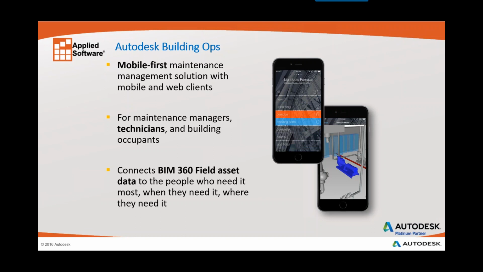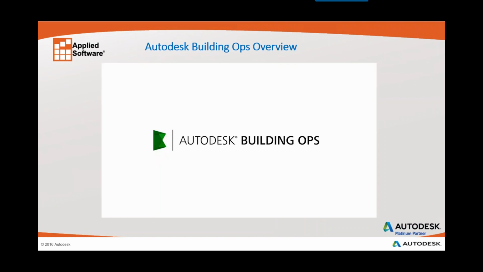It's mobile first maintenance. What does that mean? That means that all of your people on your team that are out in the street and in the buildings have the ability to use their smartphone to basically look at any of the objects in real time and manage them, manage the information. When was the last time they were maintained, or if there's a part that's missing or broken, where to get that information. It connects to the BIM 360 field asset data. The information is stored on the cloud and accessible via the phone or your computer. Let's take a look at a short little video from Autodesk on what this looks like.